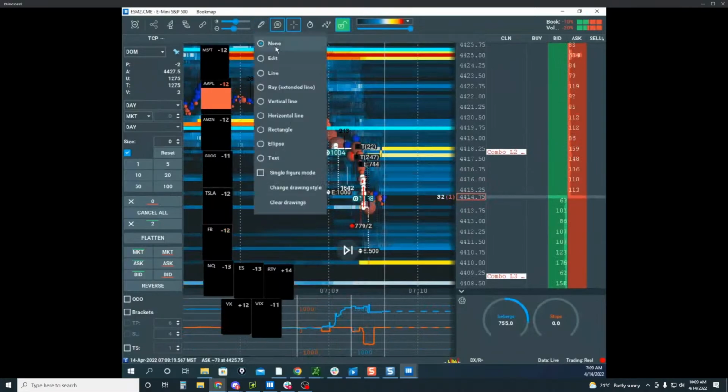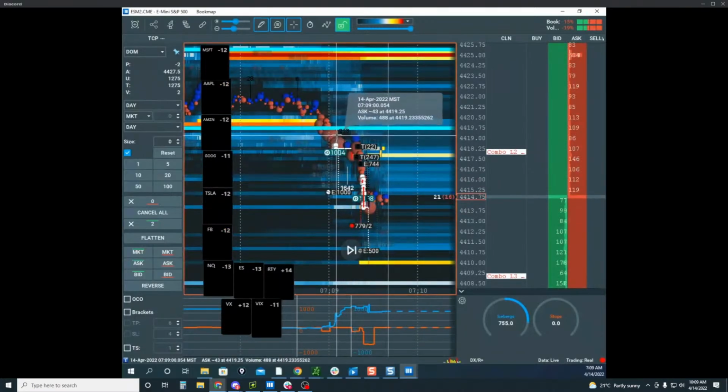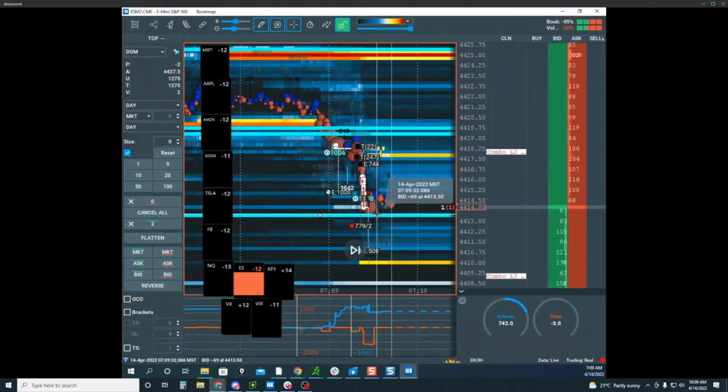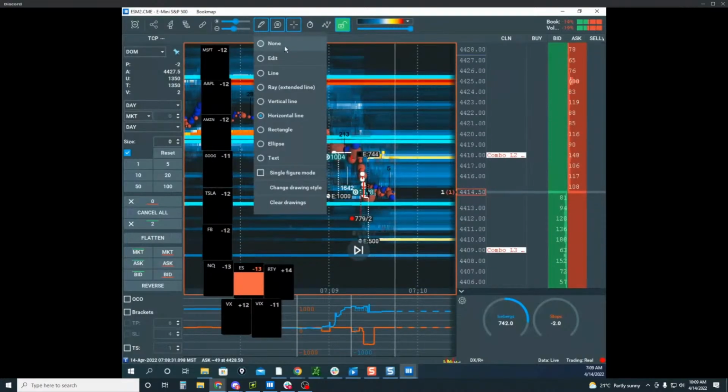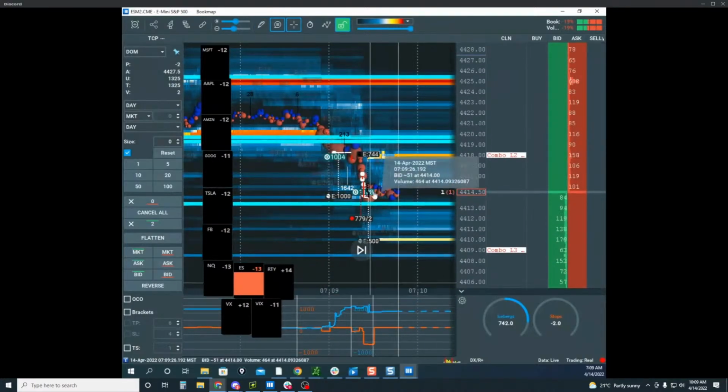So this is a new setup. I will trail my stop based on this. I mean, it's like nothing's going on and then everything's going on. So this is the new one.